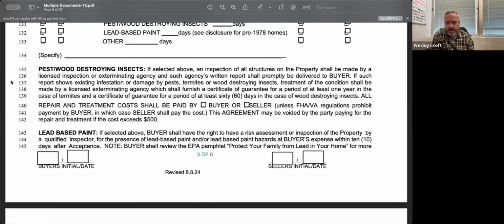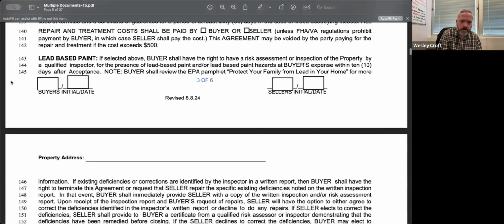All repair and treatment costs shall be paid by, and then check the box, either the buyer or the seller, unless VA or FHA regulations prohibit payment by the buyer. This agreement may be voided by the party paying for the repair and treatment if the cost exceeds $500. So if there's a big issue, the agreement can be null and void. All right, lead-based paint.